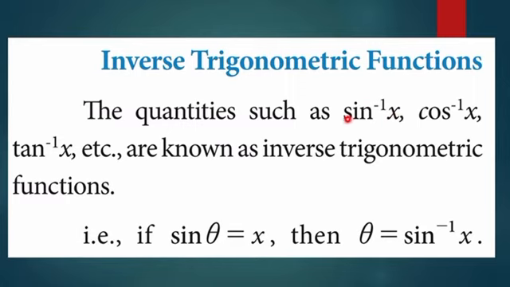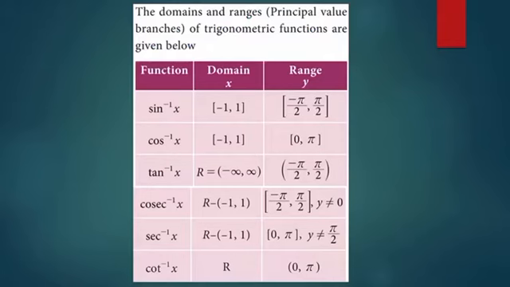But inverse, that is sine inverse, is opposite to sine. Cos inverse is opposite, that is inverse of cos. Okay, so if sin theta equal to x, then theta equal to sine inverse of x. So the sin here, while going to the other side, it will become sine inverse of x. Theta is equal to sine inverse of x.